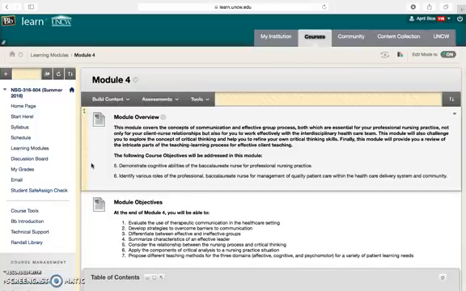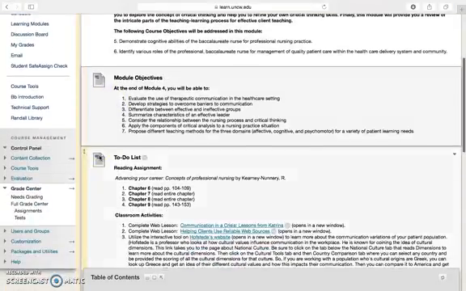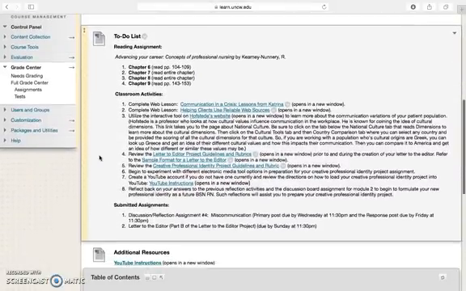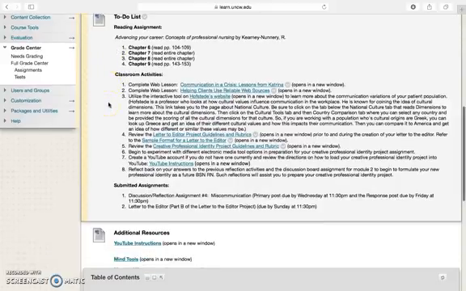As usual, you have your module overview followed by your objectives. But let's focus on the to-do list. You have 4 reading assignments this week, so please be sure to review those. They will help you, as usual, in moving forward with your learning in the course, as well as your discussion board assignment. You do have classroom activities, 3 web lessons that we would like for you to complete to help prepare you and educate you on the learning for this module, as well as help you in your future learning and assignments coming up in the semester.